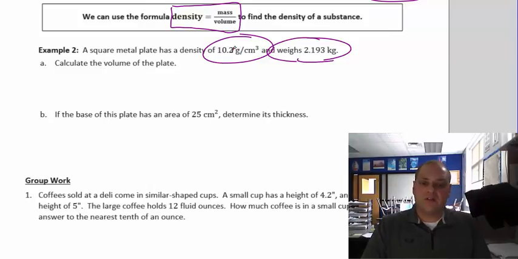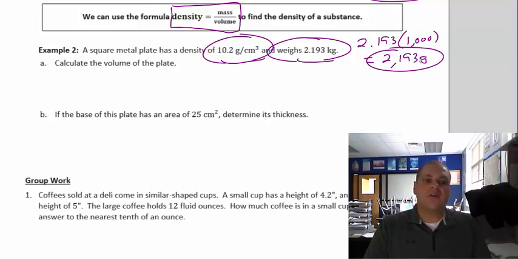The problem here is, notice how it's grams and kilograms. So we have to convert to grams, since the rate is given in grams. So we're going to convert 2.193 kilograms. You just got to multiply by 1,000, because there's 1,000 grams in 1 kilogram, and that ends up being 2,193 grams. So really, we're going to be using 2,193 for the weight, and that is the mass. This is the mass, and this is the density right here. And then we want to find the volume.